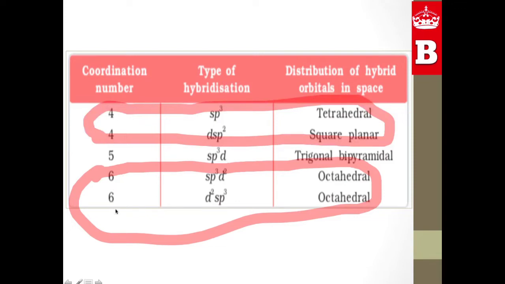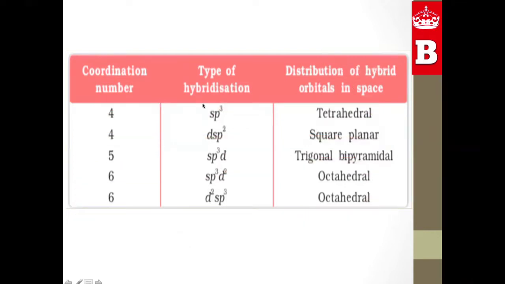If it is coordination number 6, there will be two possibilities of hybridization: one is sp3d2 and another is d2sp3. If it is sp3d2, then it is called outer, meaning 4d orbitals are involved, and it is called an outer orbital complex. Its shape will be the same, octahedral only. And if it is d2sp3, then it will be called inner, as d2 involves 3d orbitals for hybridization, so it will be called an inner orbital complex.